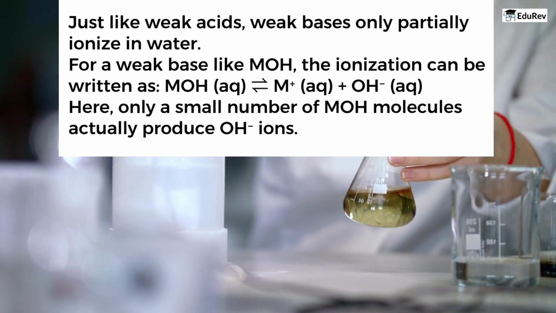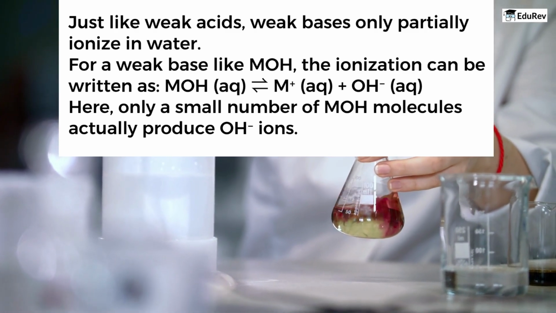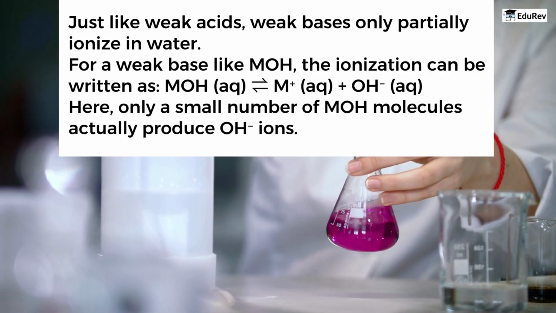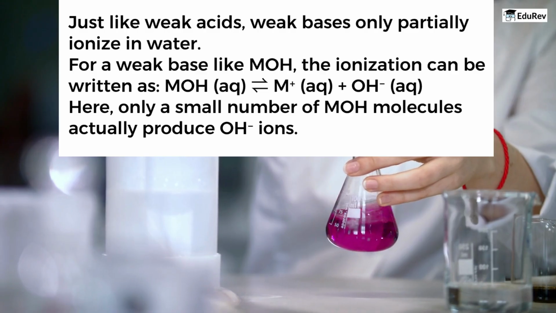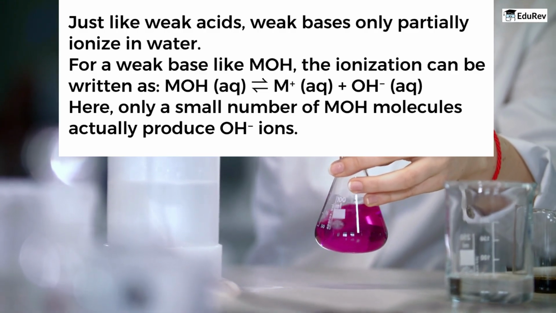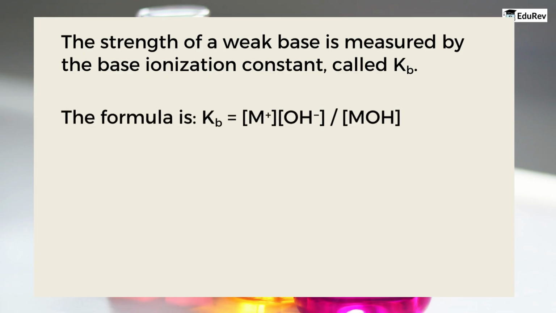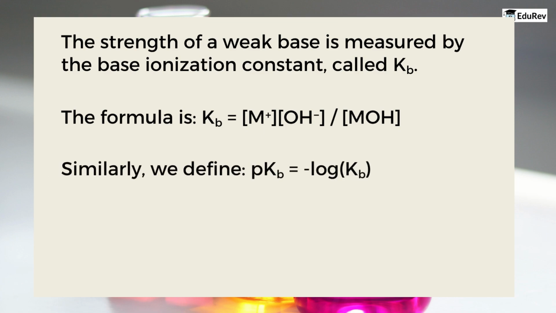For a weak base like MOH, the ionization can be written as MOH gives M+ and OH-. Here, only a small number of MOH molecules actually produce OH- ions. The strength of a weak base is measured by the base ionization constant, called Kb. The formula is Kb equals [M+][OH-] divided by [MOH]. Similarly, we define pKb equals -log Kb.